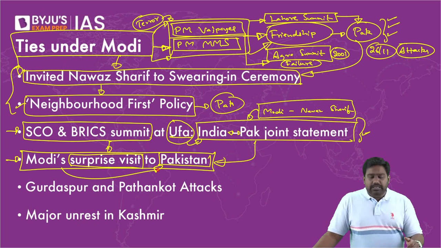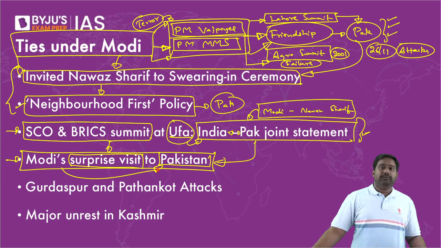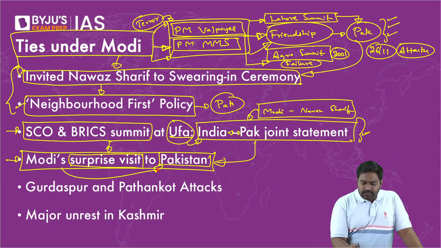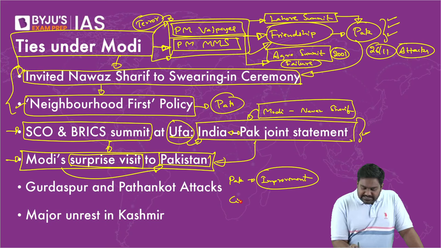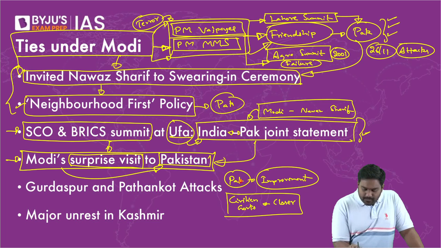So initially, you saw these positive developments happening. But as you can expect, there is a clear pattern here. Every time there is an improvement, every time the two governments get closer, when civilian governments on both sides get closer, this relationship which is forming will be disrupted by a major terror attack.